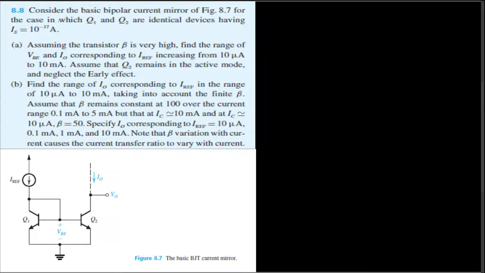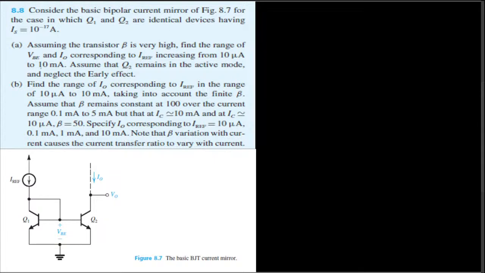For the case in which Q1 and Q2 are identical devices having IS equal to 10 to the power minus 17 ampere. A part is asking, assuming the transistor beta is very high, find the range of VBE and IO corresponding to IREF increasing from 10 microampere to 10 milliampere. Assume that Q2 remains in the active mode and neglect the Early effect.